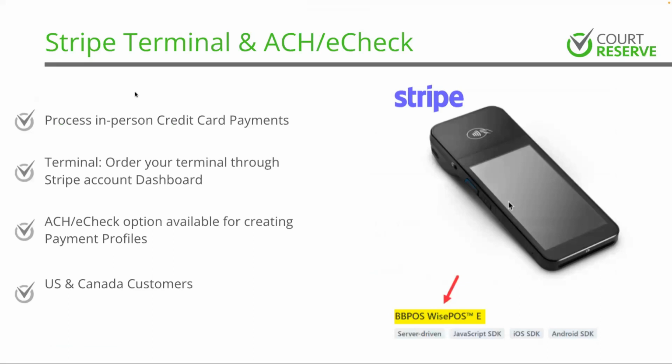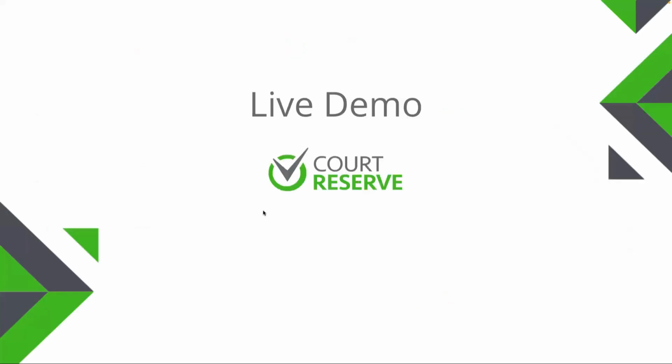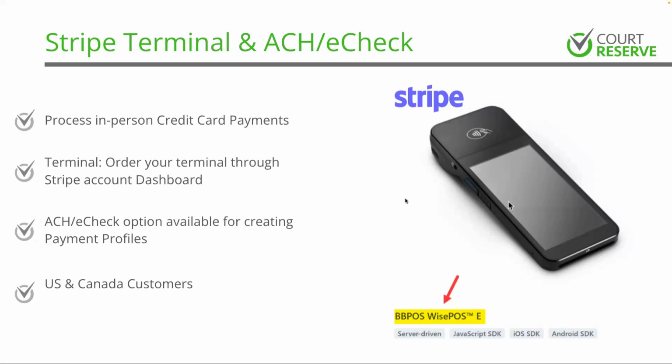And then to our Stripe customers, we have integrated with a Stripe terminal and ACH e-check ability. What that means is if you're a Stripe customer, we now offer you the ability to purchase this terminal through Stripe, and you can process in-person credit card payments through Stripe now. Previously you were only able to process Stripe through the integrated payment provider online. So you could only take court reservations and things like that online and take those payments online. Now you can take those in-person payments.